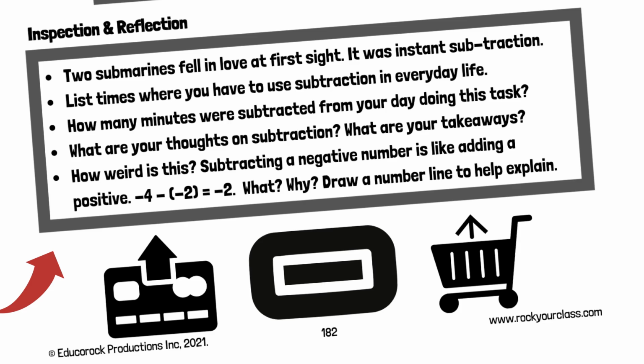How weird is this? Subtracting a negative number is like adding a positive. -4 minus -2 equals -2. What? Why? Draw a number line to help explain.